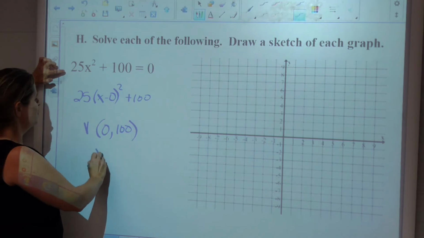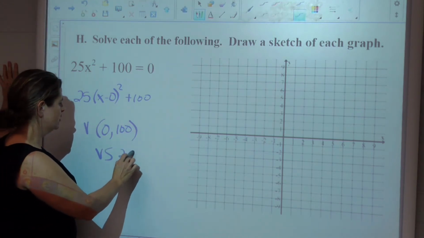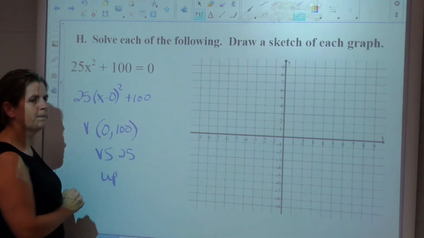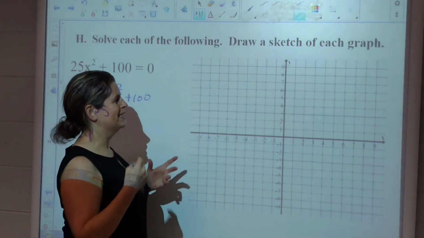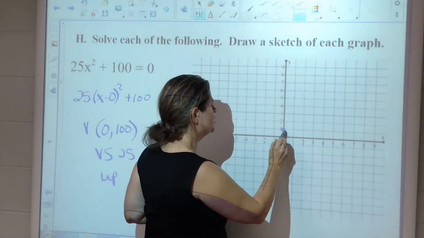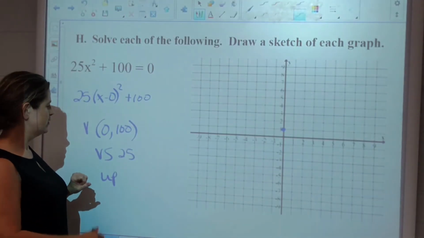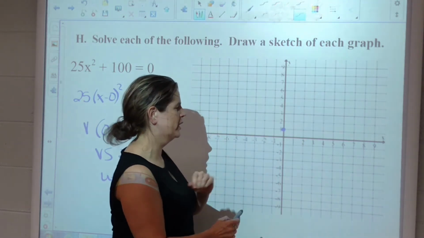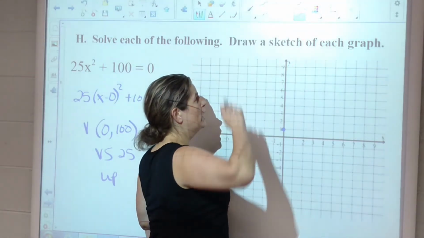We know that it has a vertical stretch of 25. Super tall and skinny. And there is no reflection, so this one will open up, right? Knowing all that, I would go up to 0, 100. Well, that's going to be a problem on my graph, but I'm going to count by 100s. That'll help. So 0, 100, there's that. And if I do a vertical stretch, for every block I go over, because I'm counting in 100s both ways, I can just say for every block I go over, I'm supposed to go up 25.